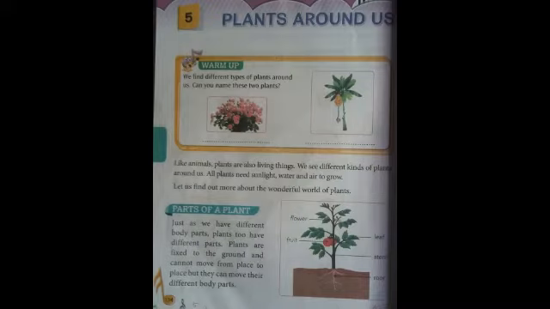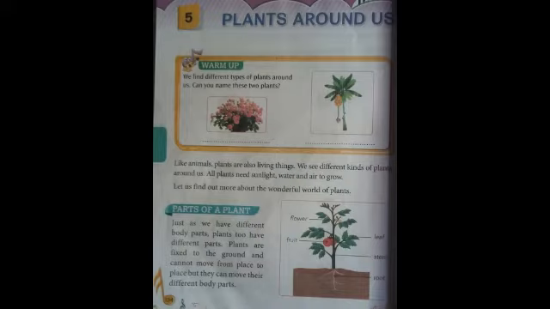Let us read the chapter. Plants around us. Like animals, plants are also living things. We see different kinds of plants around us. All plants need sunlight, water, and air to grow. Let us find out more about the wonderful world of plant.